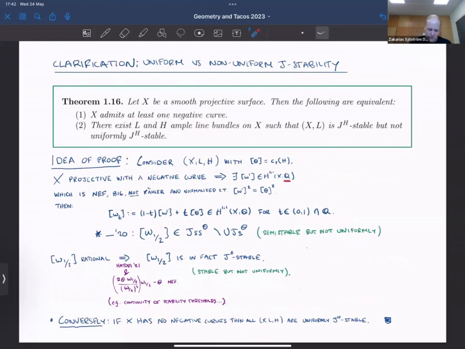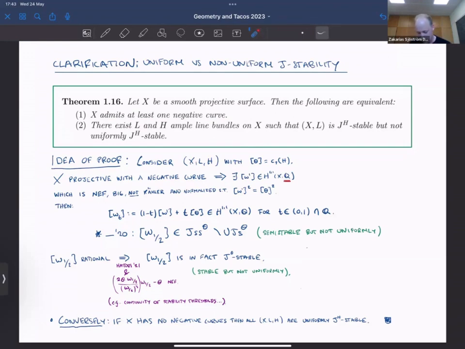The main theorem we were able to obtain tries to clarify this. It essentially says that uniform J stability is almost never equivalent to J stability. So it says that, except for the case where you have no negative curves, as long as you have at least one negative curve, then no matter what initial projective surface you choose, you can find on this surface some ample line bundles for which we have J stability, but not uniform J stability. So on any projective surface, you can find such examples.